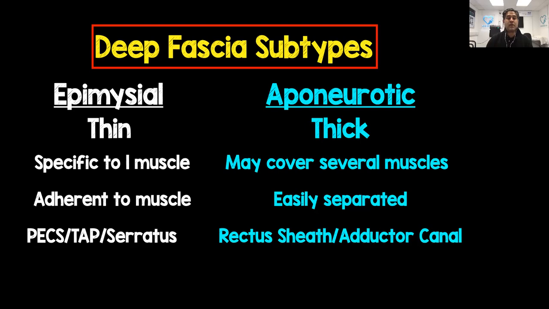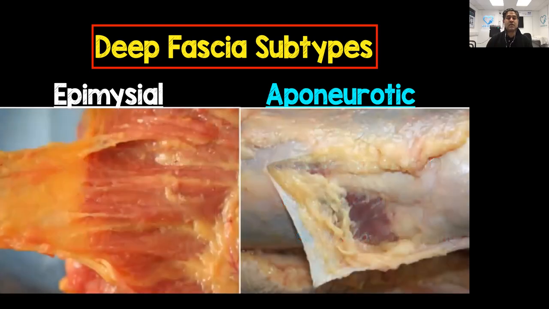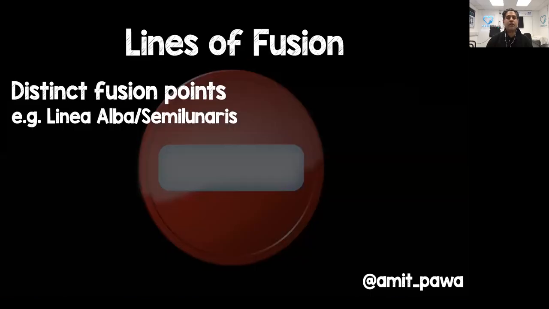So if we look at that paper by Nick Black, we'll see some nice examples there. So under the epimysial, you can see that fascia, that thin fascia, is tightly adherent to the muscle. And on the right-hand side, you've got the fascia lata here, and you can see how that's a thick sheet, which is easily separated from the muscle. The other concept I want to talk about, or 2 more concepts, the first of the 2 is the lines of fusion. Now, these are distinct fusion points within fascia.